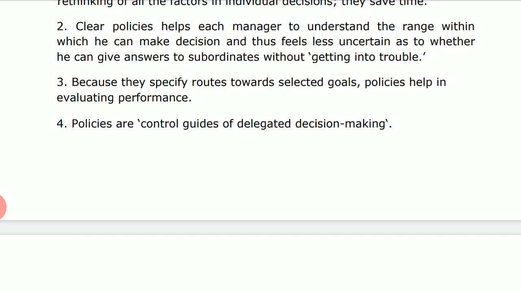That means whenever he wants to answer, whenever he wants to guide his subordinates, it becomes easy for him, because he has to just follow the policies already mentioned in the organization. So what happens because of that? It becomes less strenuous for him and decisions can be taken without getting into any kind of specific trouble.